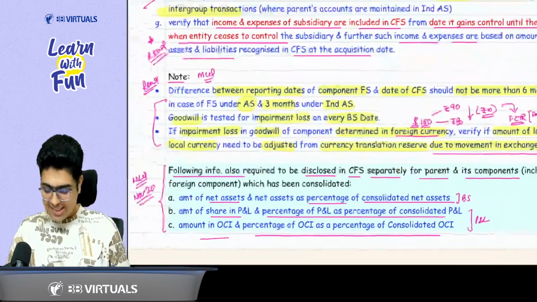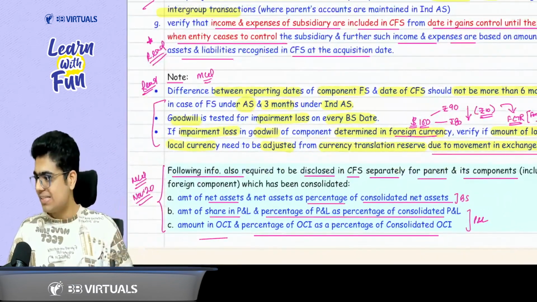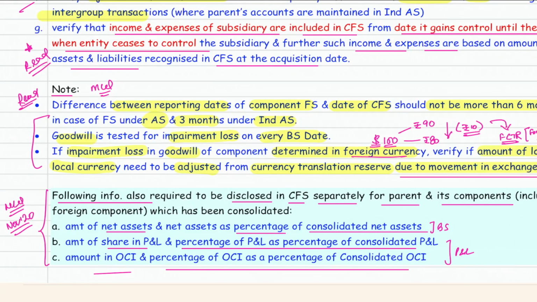Okay sir. This MCQ came in my exam. Everyone please see. It says additional disclosure. Additional disclosure in the CFS for the parent and the component. For all the entities in the CFS, you need to mention the amount of net assets, P&L and OCI, plus their share of net assets in the consolidation, their share of P&L as a percentage of the consolidated P&L, and their share of OCI as a percentage of the consolidated OCI.